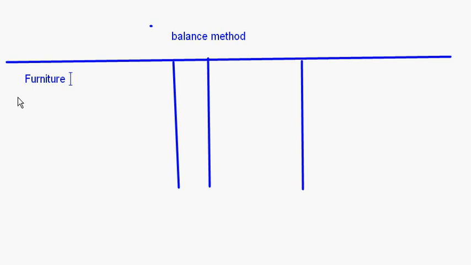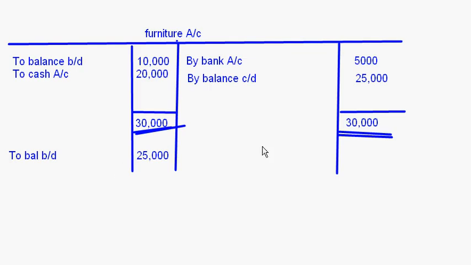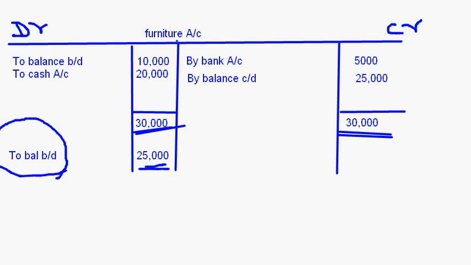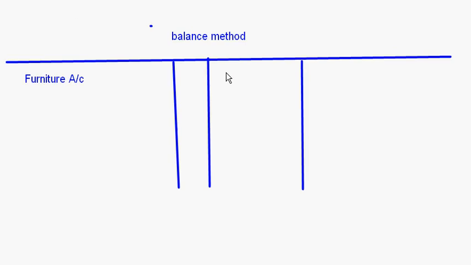and now in the balance method, we have to write the balance. Now here you see, this is the furniture account. Now this one, this is the balance here. This is the debit balance. This appears in the debit side, right? This is a debit balance. So furniture has got a debit balance of 25,000, right? So here in the debit side, we will write this 25,000 according to the balances method, right?